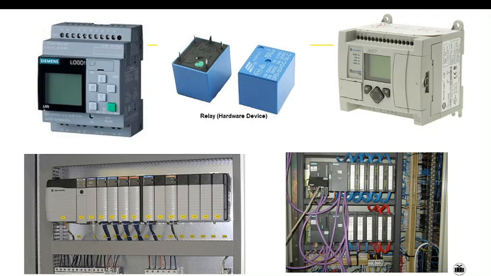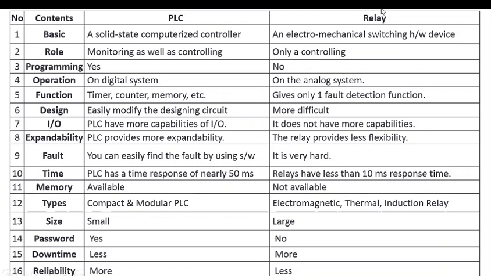This is what it looks like. Now we'll see the difference between the PLC relay and the electromechanical relay. As I have told you, PLC relays are a solid state computerized controller, whereas general purpose relays are an electromechanical device. Relays perform only controlling activity, while PLC relays perform monitoring as well as controlling activity. So this is the advantage to us. Programming of the PLC relay is possible. However, we cannot program the electromechanical relay.